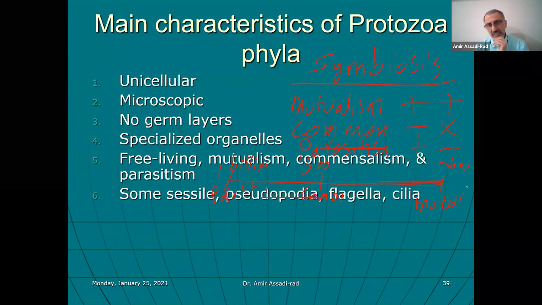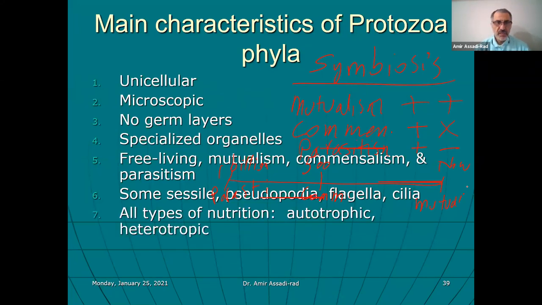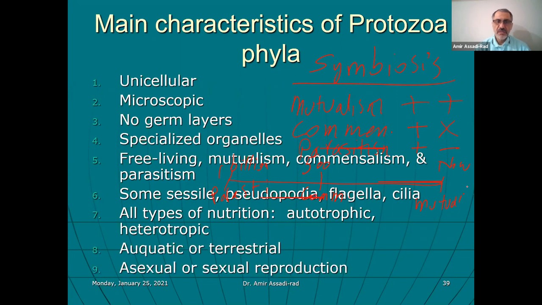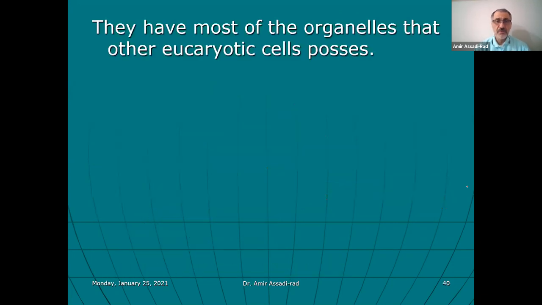Some are sessile, some have pseudopods, some have flagella. That's the mode of locomotion. In all types of nutrition, autotrophic, heterotrophic, and aquatic and terrestrial, asexual and sexual reproductions, all of them. They have most of the organelles that other eukaryotes have.